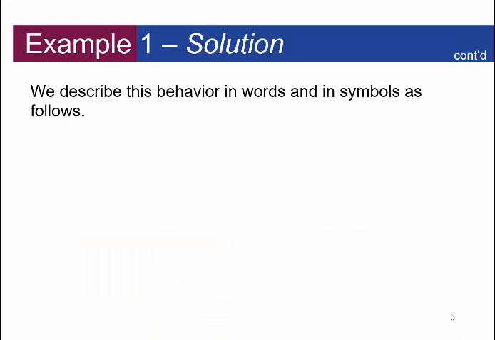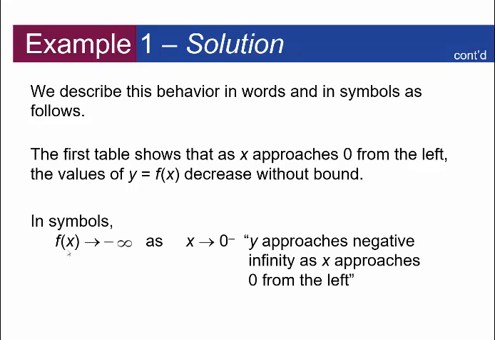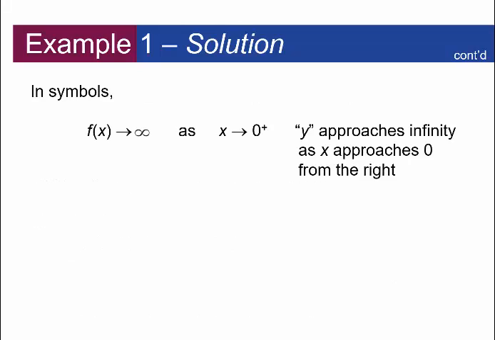We describe this behavior in words and symbols as follows. The table shows that as x approaches 0 from the left, the values of y decrease without bound. In symbols, f of x goes to negative infinity as x goes to 0 from the left. So y approaches negative infinity as x approaches 0 from the left. The second table shows the reverse: as x approaches 0 from the right, the values of f of x increase without bound, so they go to positive infinity. This is what it looks like in symbols, the flip side of what I was just saying.